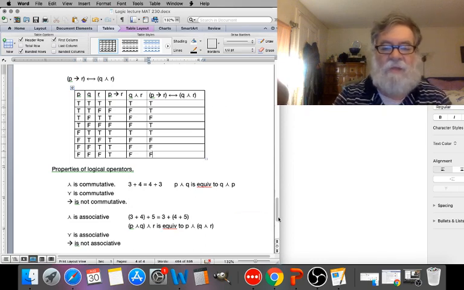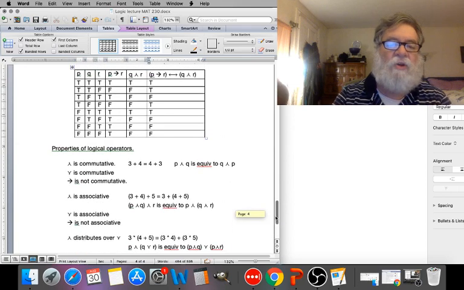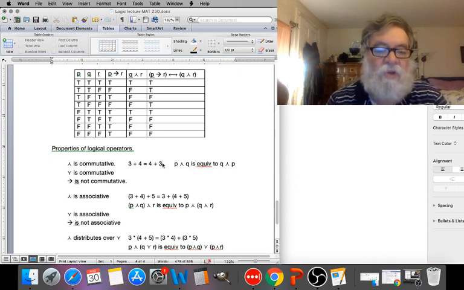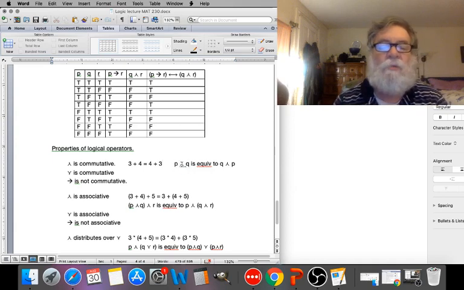All right. Let's talk finally about the properties of logical operators. I want you to notice, first of all, that AND is commutative. Now think about what commutative means with numbers. If I say that addition is commutative, I mean that you can take, for example, 3 plus 4 and it's going to be equal to 4 plus 3. Doesn't matter which order you put the numbers in, when you add them you get the same result. Well, AND is commutative too. So P and Q is equivalent to Q and P. Doesn't matter which order you put them in, you get the same result.